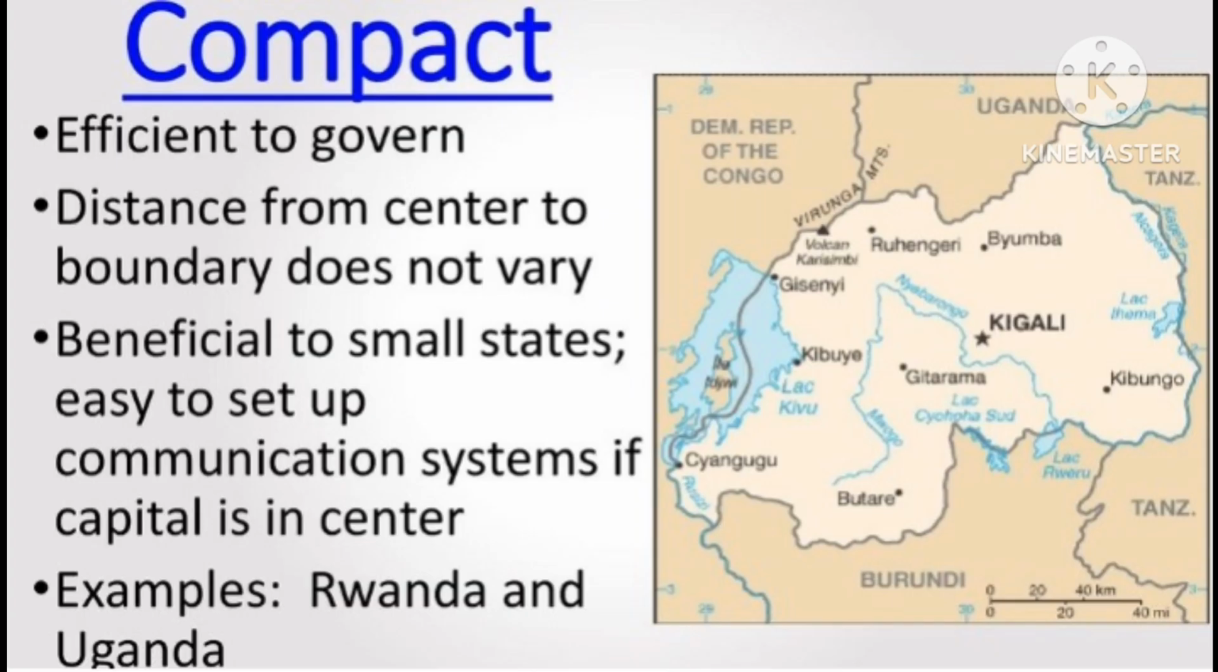So the first state is compacted state. In compacted form of state, its capital exists in the center of the state. It is efficient to govern, and the distance from the center to the boundary is not very great, which is beneficial to a small state. It's easy to set up a communication system if the capital is in the center. Rwanda and Uganda are the best examples of compacted form of state.